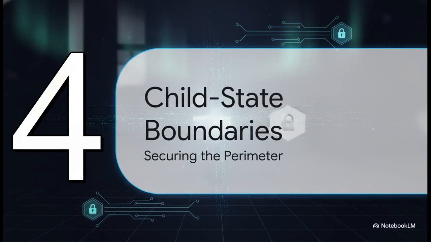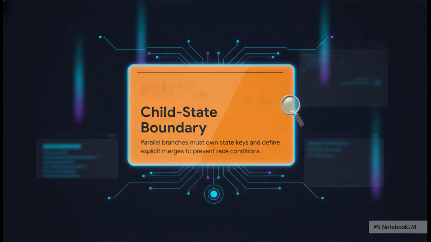Section 4. Child state and merge boundaries, securing the perimeter. So when you've got multiple branches firing off at once, if they all try to write to the exact same state key, like a generic results key, at the same time, you are going to get a nasty race condition. That's why we introduced the child state boundary. This is a strict rule.